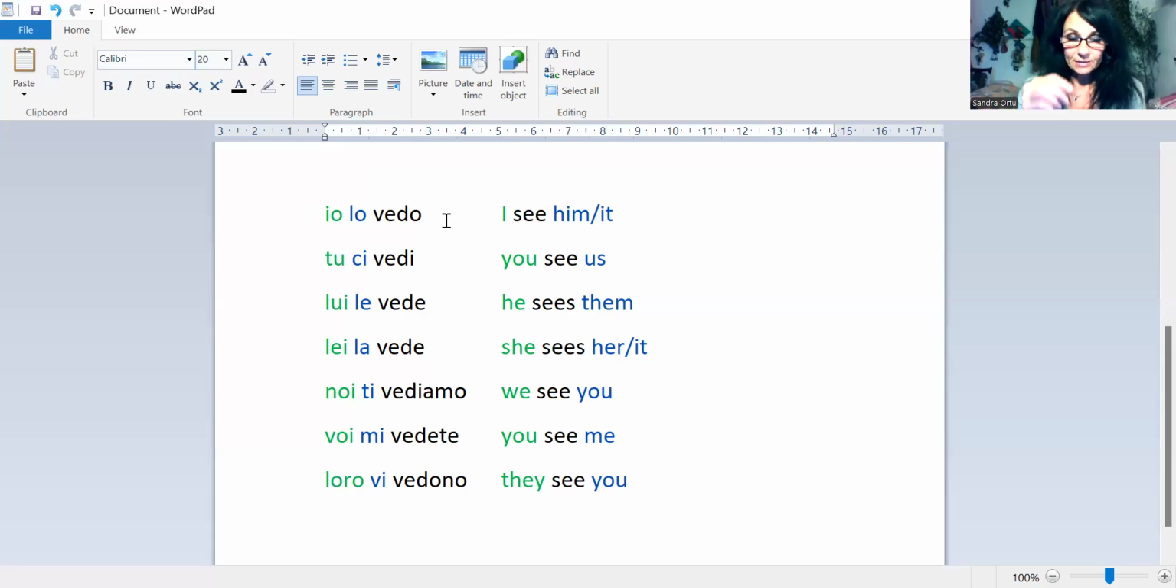So write it down, or you have it written down here. Learn it by heart. Say it enough times that it becomes automatic. Io lo vedo. Tu ci vedi. Lui le vede. Lei la vede. Noi ti vediamo. Voi mi vedete. Loro vi vedono. So it flows better instead of separate words.